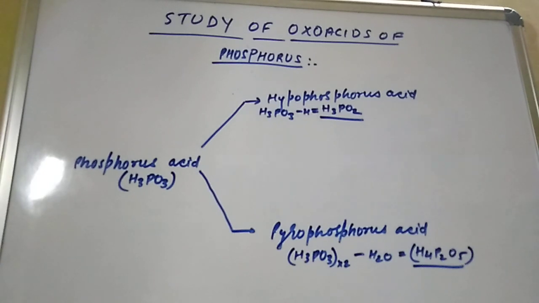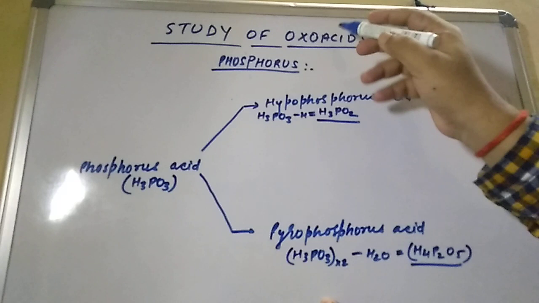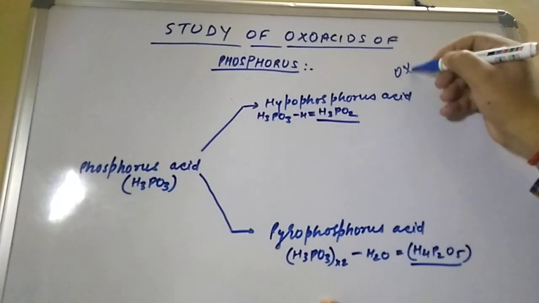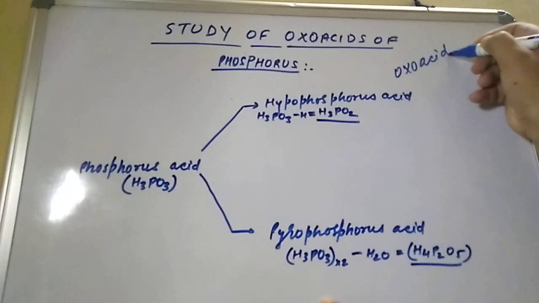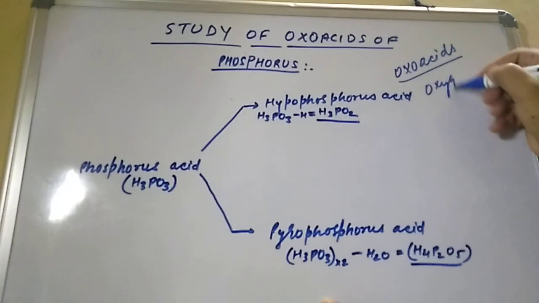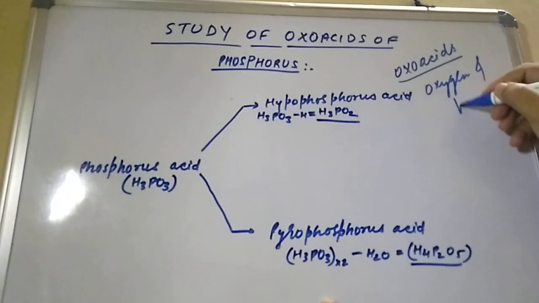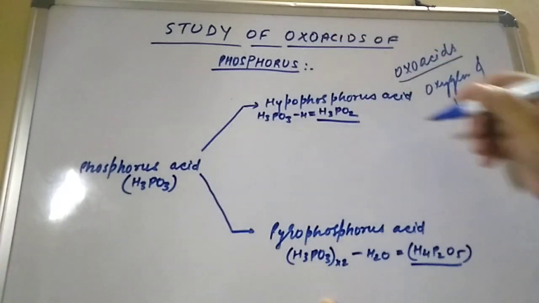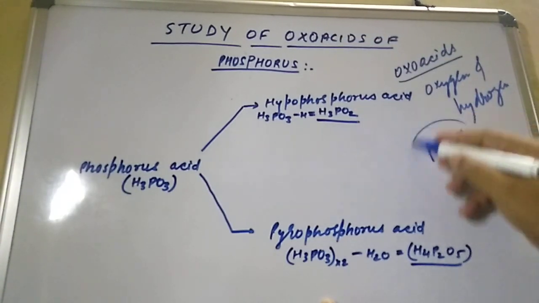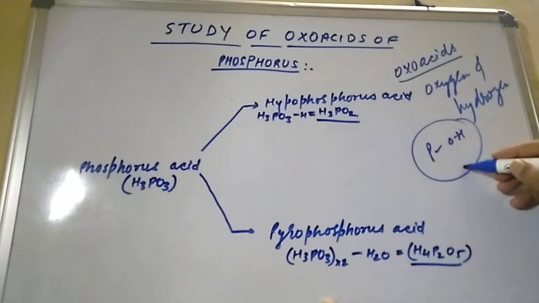Today I am going to explain the oxoacids of phosphorus. First of all, try to understand what an oxoacid is. An oxoacid contains oxygen and hydrogen along with phosphorus. If a P-OH bond is there, then this type of structure is what?